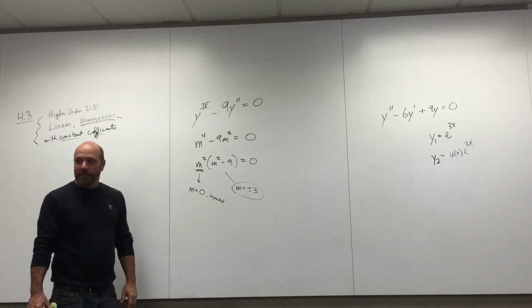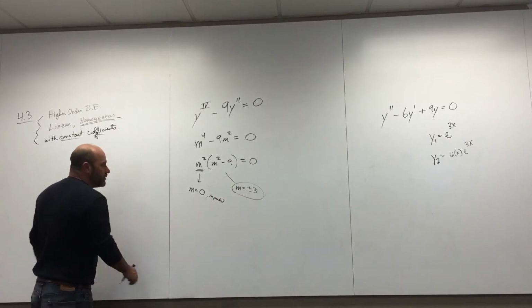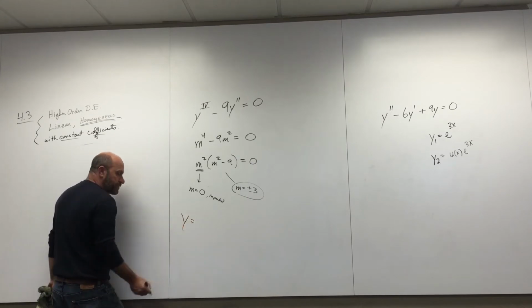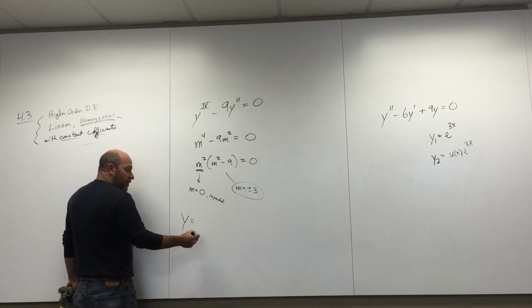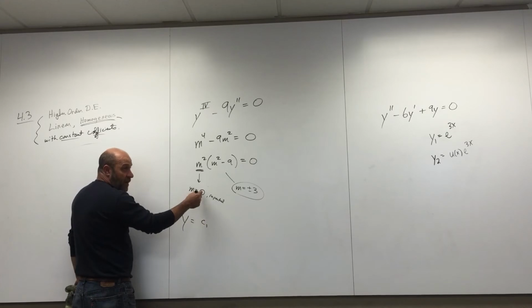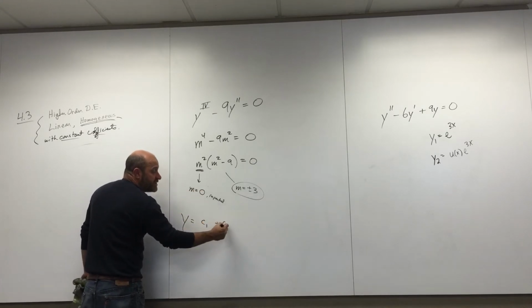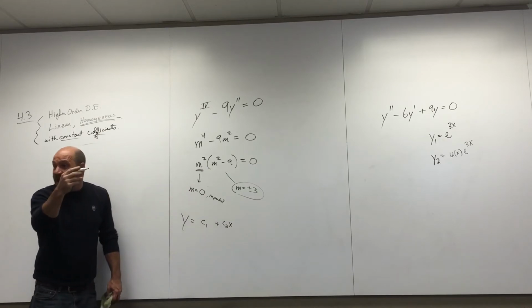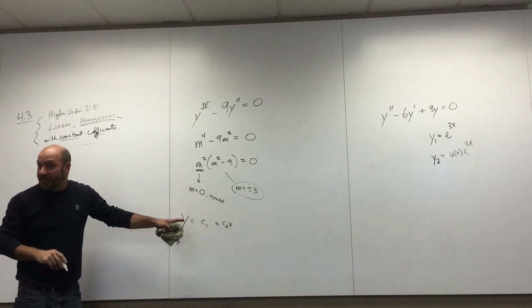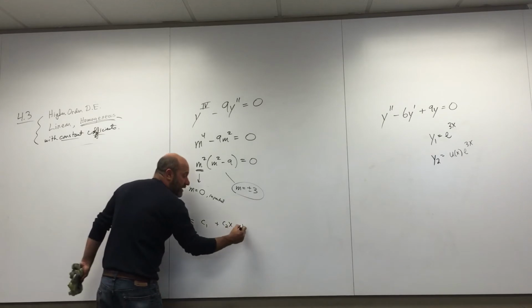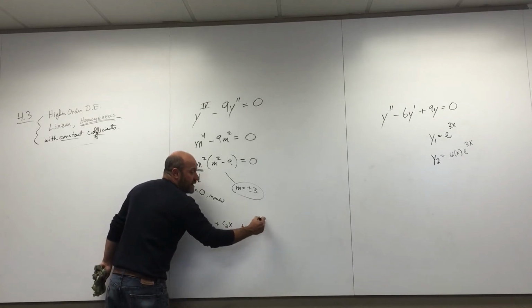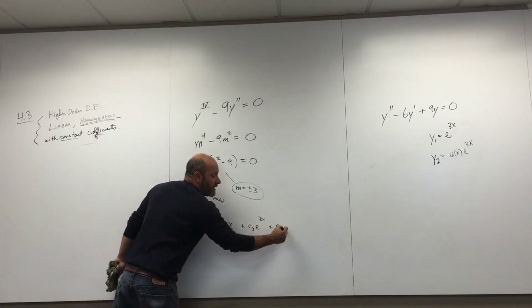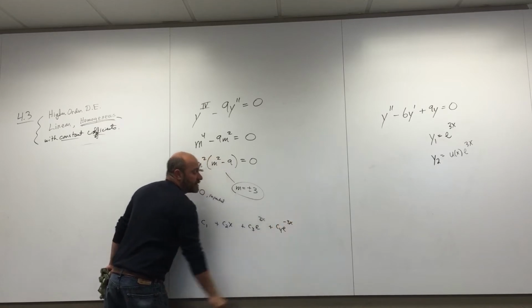So how do we write this? The answer is y equals c1 e to the 0x, and then c2 x e to the 0x, and those e to the 0x's are just 1s, so I'm not writing those. Good job. And then c3 e to the 3x, and c4 e to the negative 3x.